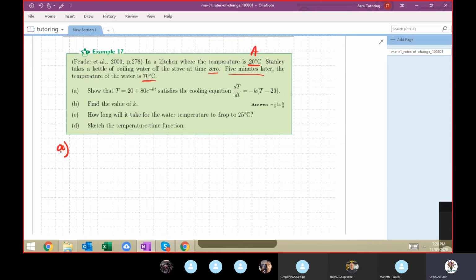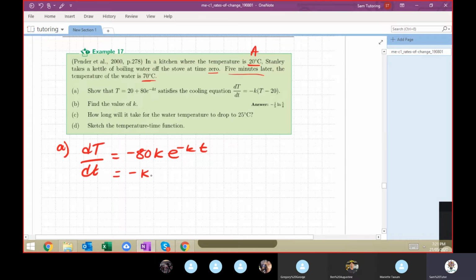We're going to differentiate. dT on dt equals, bring the k down, negative 80k e to the negative kt. You can see you want negative k, so that gives you negative k, open bracket, 80 e to the negative kt. What does 80 e to the negative kt equal? T minus 20. Which equals negative k, T minus 20. Done. Satisfies the equation.